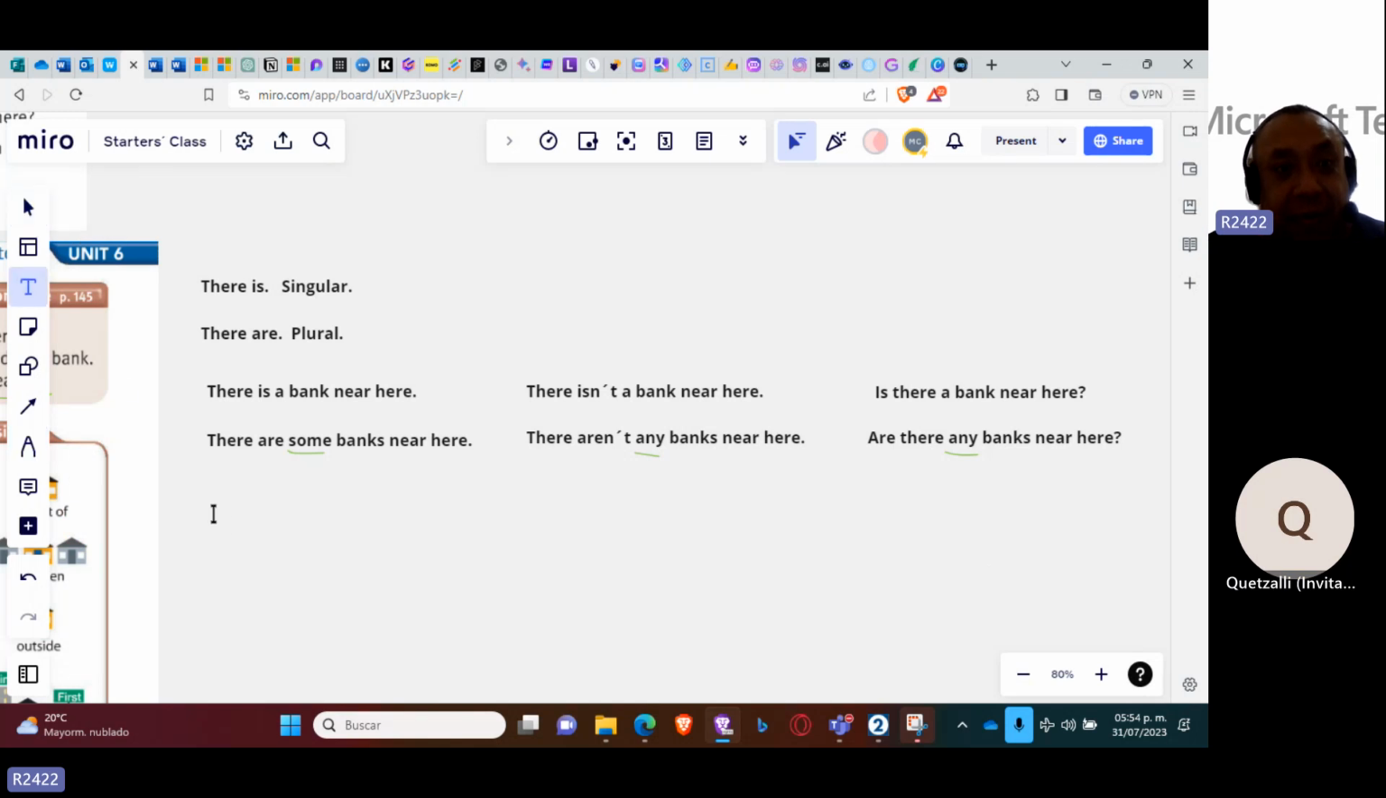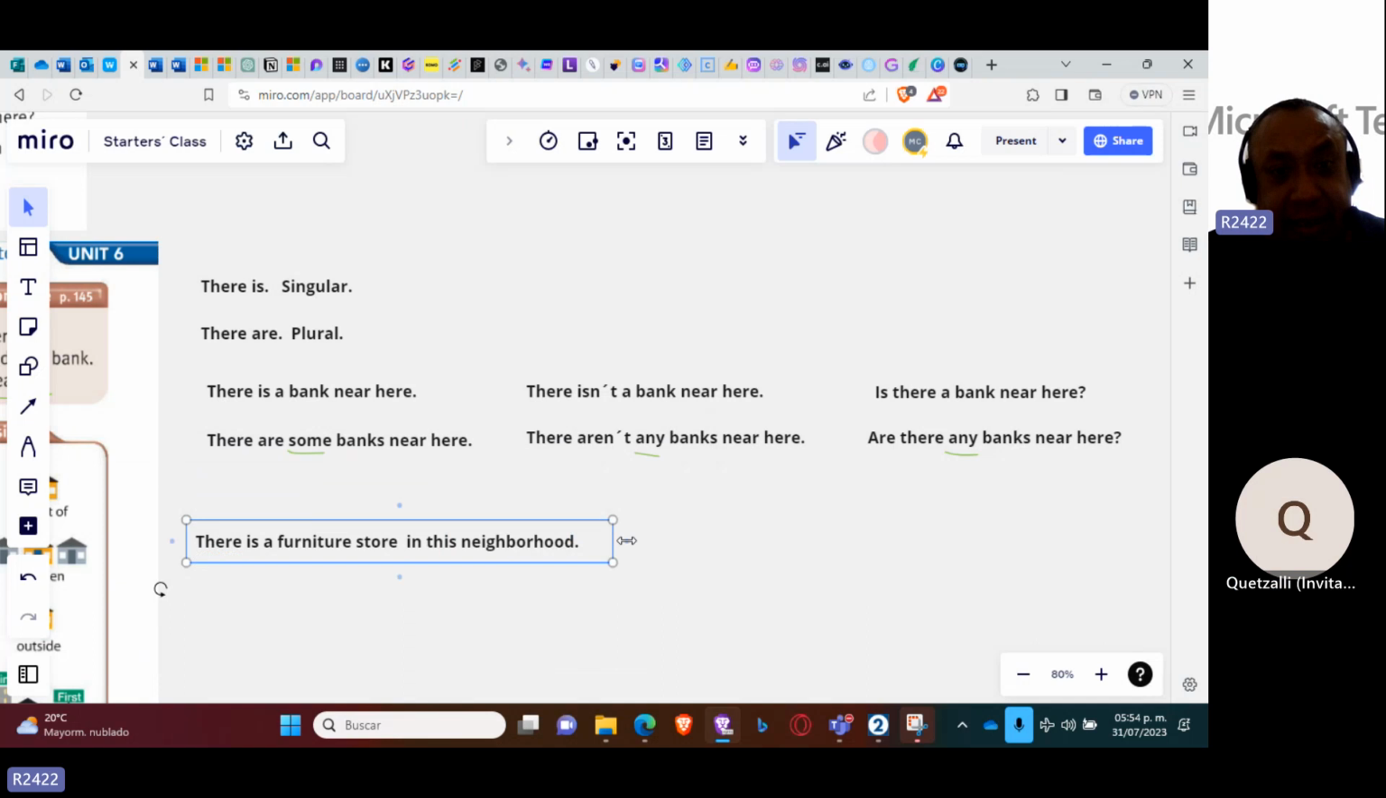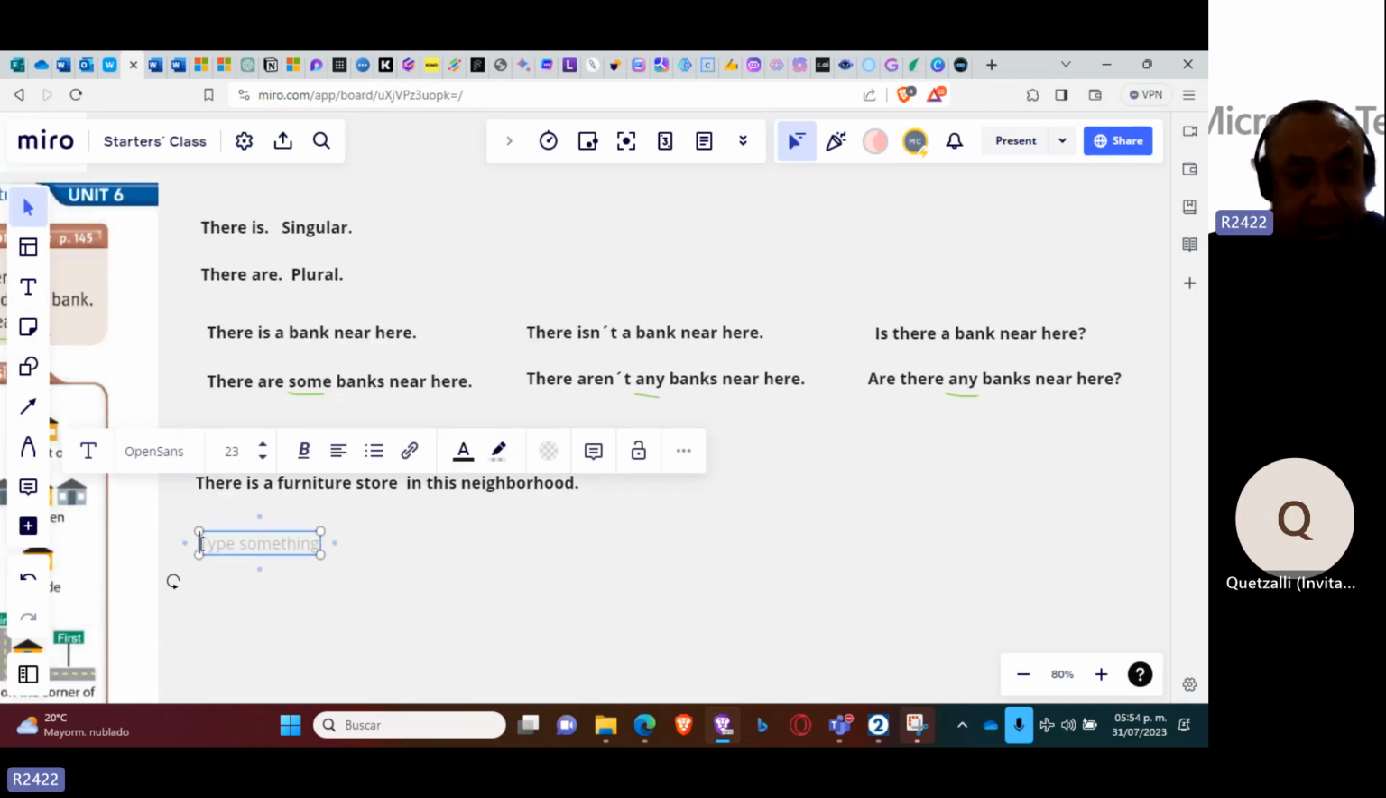Tengo que poner algunos, por ejemplo. Yo te puedo decir, por ejemplo, there is a furniture store in this neighborhood, okay? Negative, in plural. There are some cakeries, okay, near here.